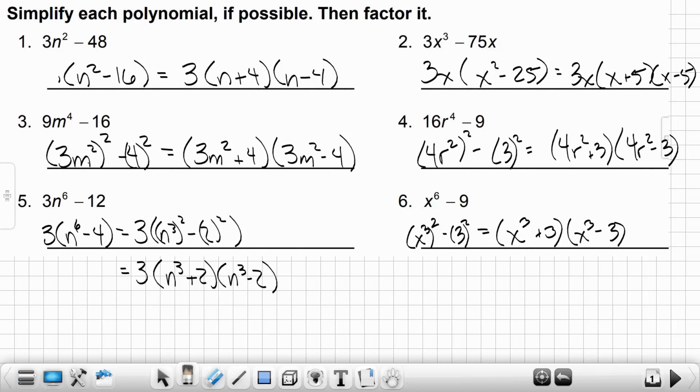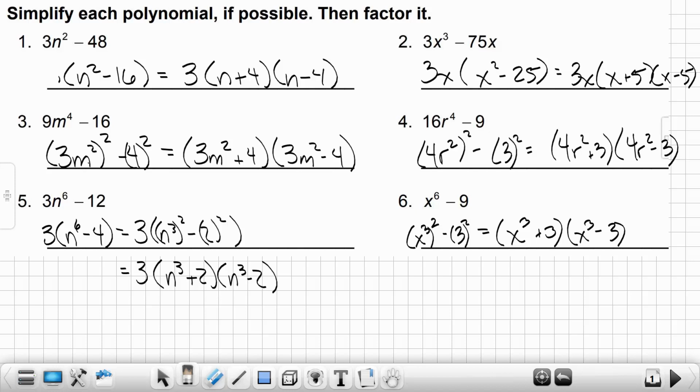Any questions on 1 through 6 before we do 7 through 12? Aaron? On number 2, I don't get where you got 25. When I take a 3x out of both of those items, 75x, if I take 3 out of it, there'd be 25 left over because this is dividing, 75 divided by 3, right? And if I take an x out of 75x, there'd be no x left on the 25. That's where I got 25 from.